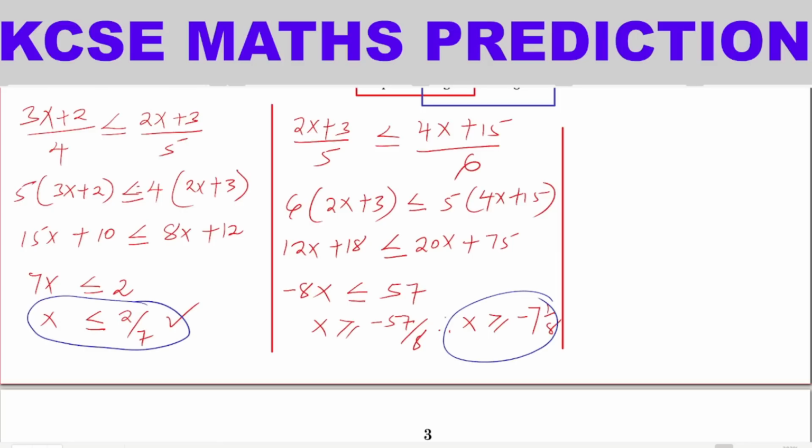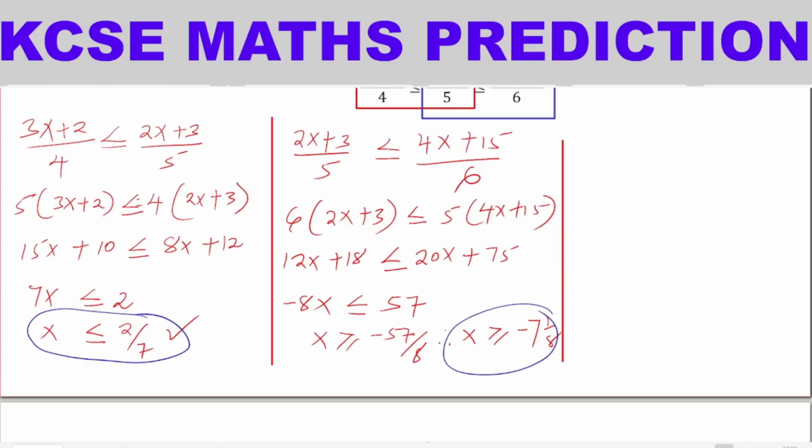You can draw a number line that will assist you to work out these. So let me draw a number line. The number line will assist you in getting these values. You can see most of them are falling to the negative side. So we have 0, we have 1, then we have negative 1, negative 2, negative 3, negative 4, negative 5, negative 6, negative 7, negative 8. So let me identify negative 7 and 1 over 8.